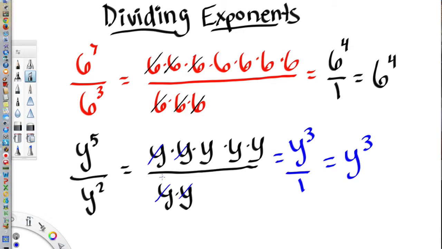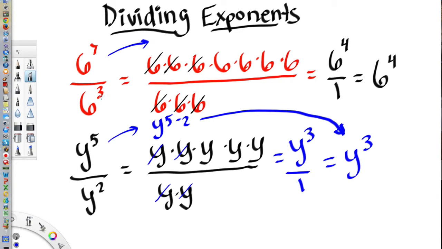Do you see the pattern? Okay, I sure do. I see that y to the 5th power divided by y to the 2nd power is really just y to the 5 minus 2 power, which gives me y to the 3rd power. I also see that 6 to the 7th power divided by 6 to the 3rd power is really 6 to the 7 minus 3 power, which gives me 6 to the 4th power.